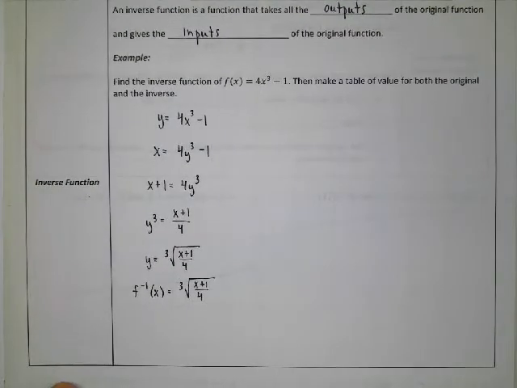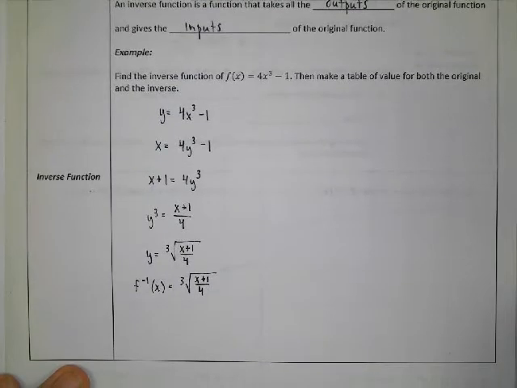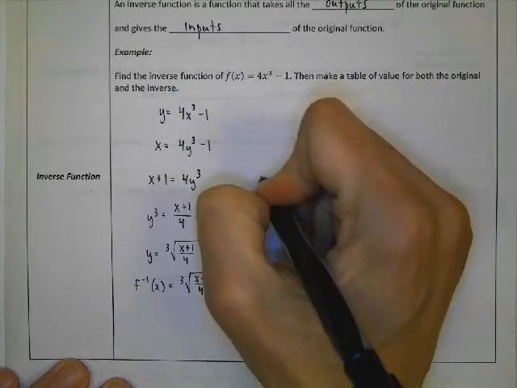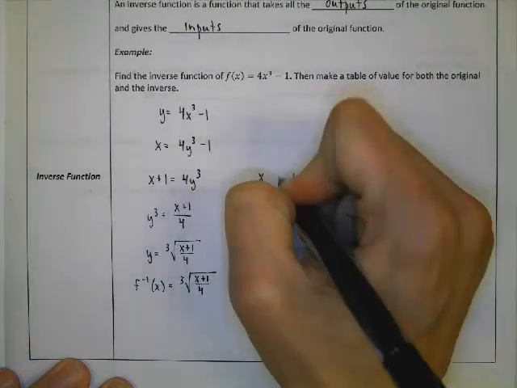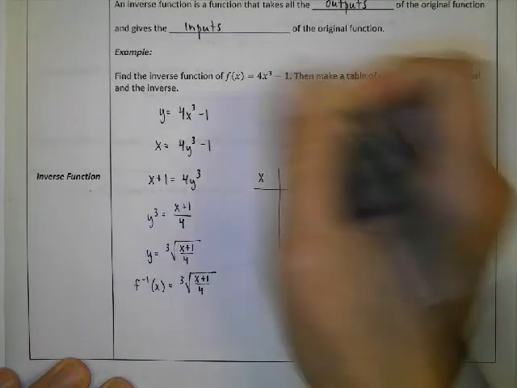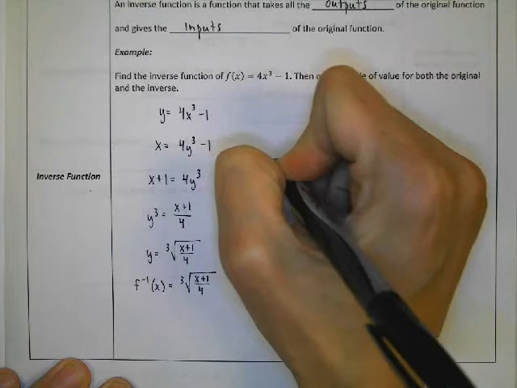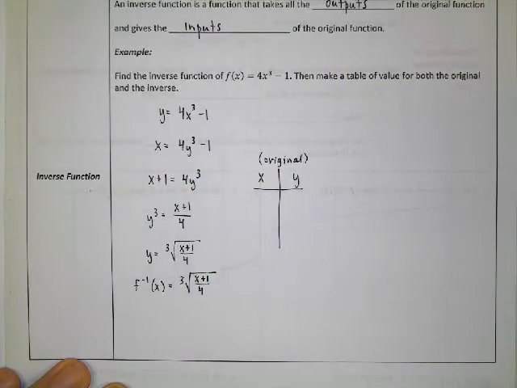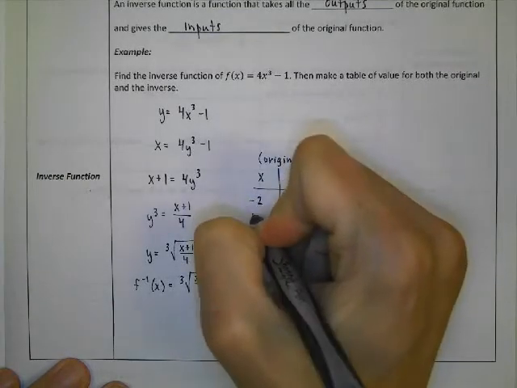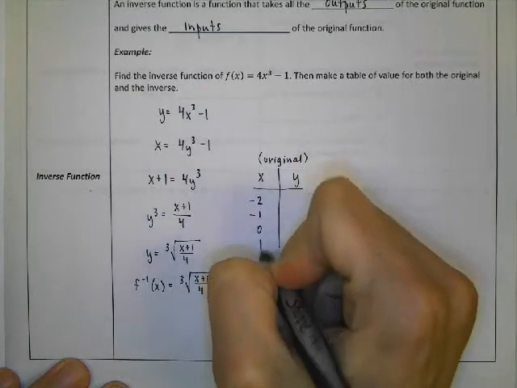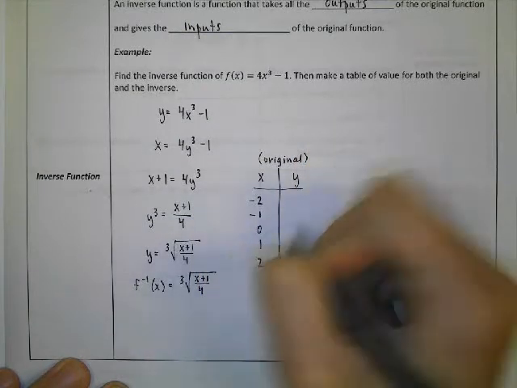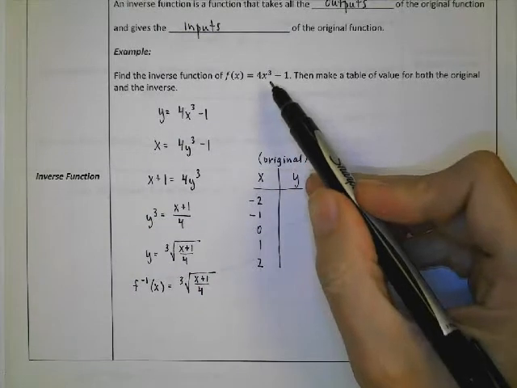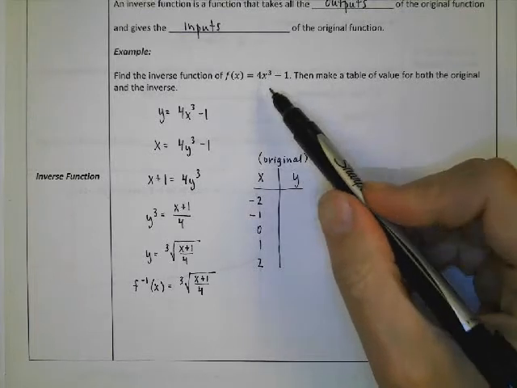So now we want to look at a couple things. We're going to make a table of values for our original function and the inverse. So I'm going to make one table over here, and this one I'm going to say is for my original function. And so I'm just going to pick some values centered around 0. So let's do -2, -1, 0, 1, and 2. So we're plugging them into our original function to generate those y values.